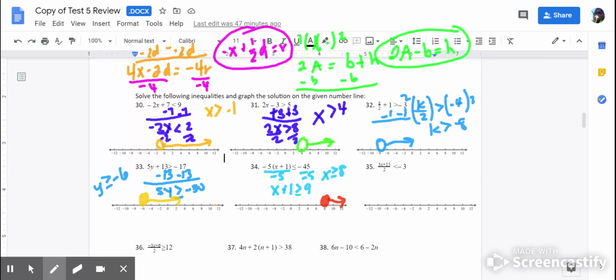For 35, the first thing I'm going to do is multiply each side by 2. So I'll be left with 3x plus 15 is less than negative 6. I'm going to subtract 15 from each side. So I'll have 3x is less than negative 21. Divide each side by 3. I don't have to worry about flipping the sign because the 3 is positive. And I get x is less than negative 7. So come out to negative 7 because it is just less than, not equal to. It's an open dot, and the numbers that are less than go to the left.